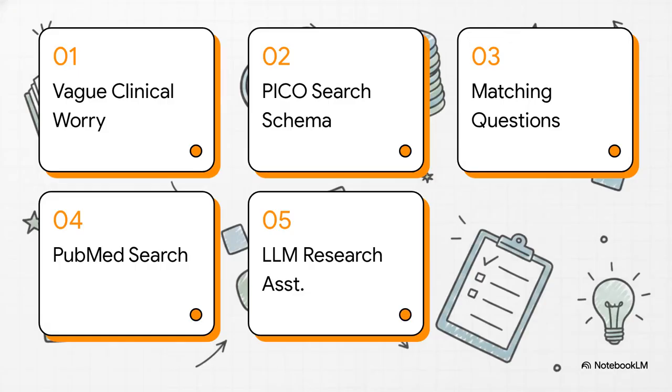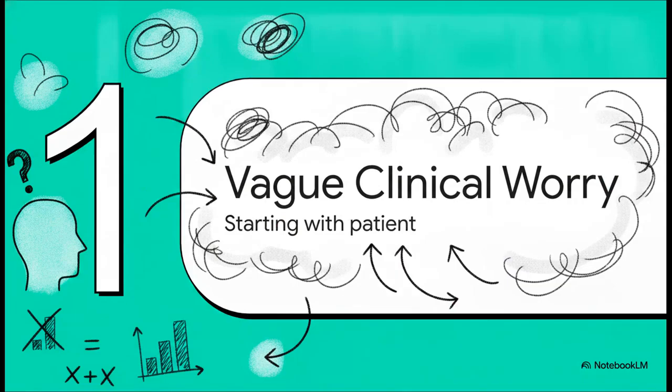Okay, let's dive right into this. Here's our roadmap for today. We're going to start with a vague clinical worry, introduce the PICO search schema, match our questions to study designs, execute a PubMed search, and then finally, we'll look at how to use an LLM research assistant. So, part 1, the vague clinical worry.